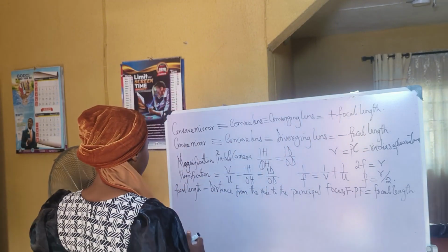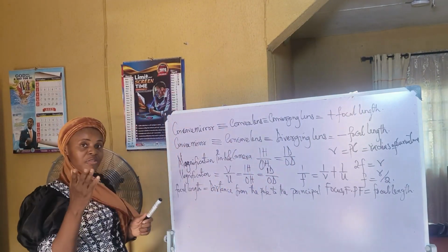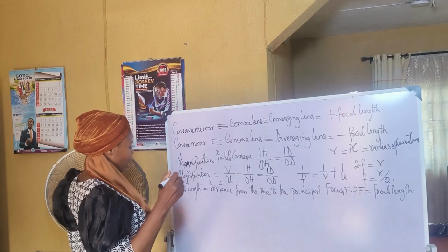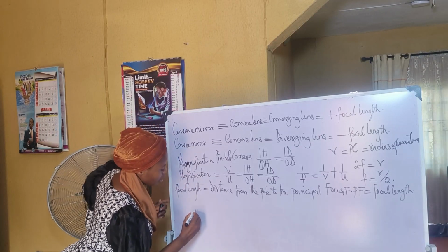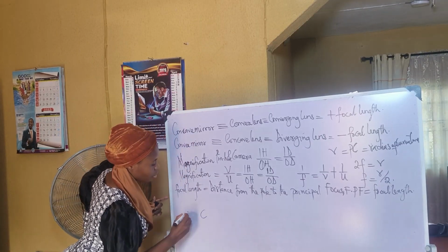How do I know so? Like for instance, we have 5 possible positions of our object. We have beyond C, beyond the center of curvature.